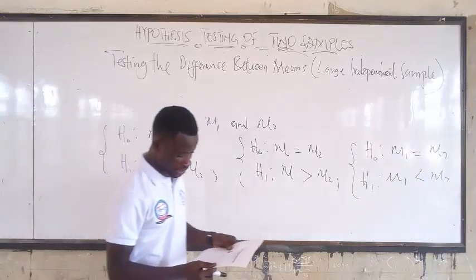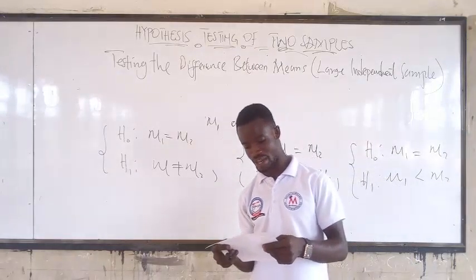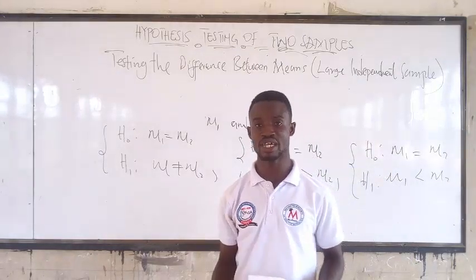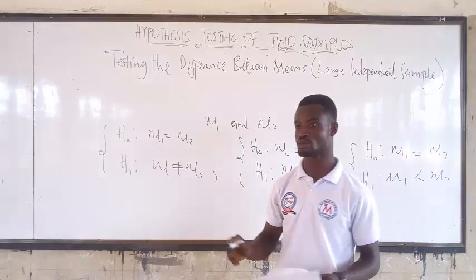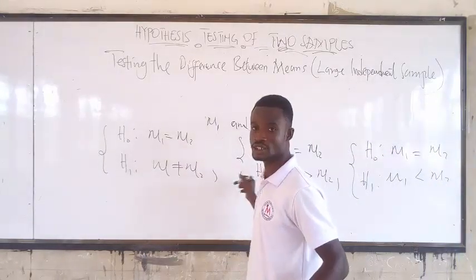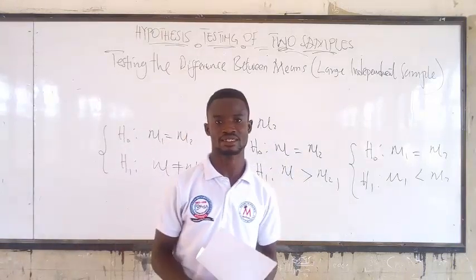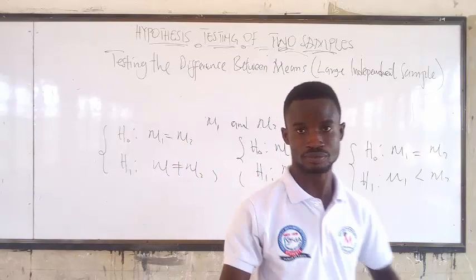Regardless of which hypothesis you use, you always assume there is no difference between the population means. So always this side is equal. Good. So now let's see the requirements.